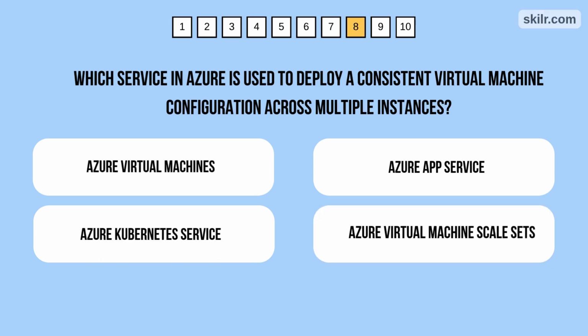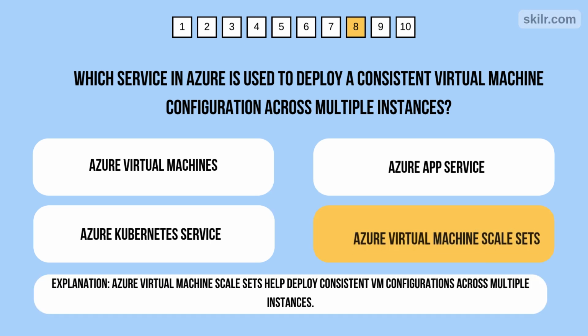Question 8. Which service in Azure is used to deploy a consistent virtual machine configuration across multiple instances? The answer is Azure Virtual Machine Scale Sets, as Azure Virtual Machine Scale Sets help deploy consistent VM configurations across multiple instances.